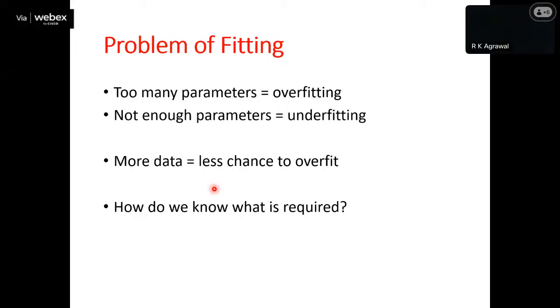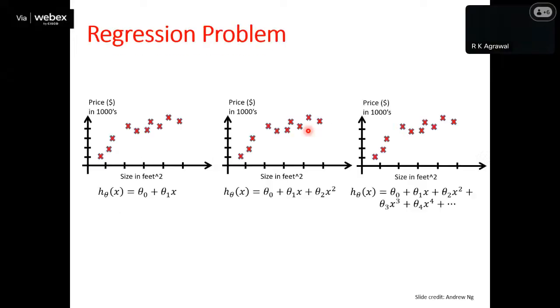Now we will see how we can overcome both these problems. But one thumb rule you must use is that the more training data you use, the less chance there is of developing an overfitted model. Now let's take one regression problem. Here the objective is that you want to predict the price of a house.